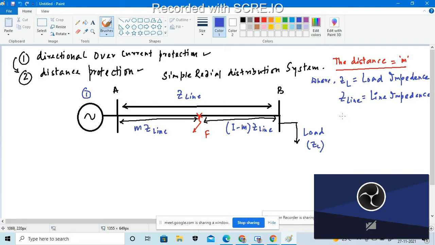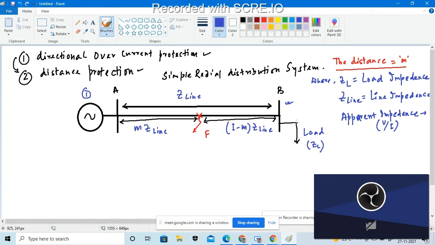So we need to find the apparent impedance, which will be considered as V upon I at the sending end, because this would be my sending end. In the sending end some load will be connected.